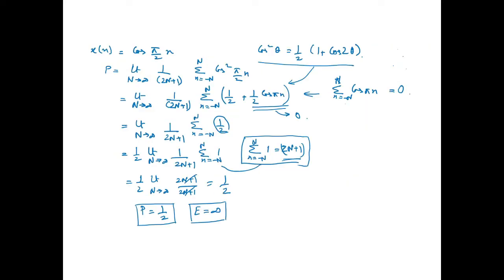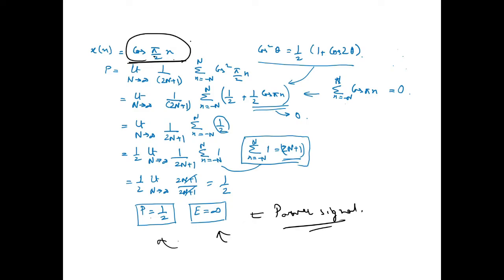Now, coming to another one. If we go for the signal x[n] equals cos(pi/2 n), we get power equals half. I'm not going into the details. Power equals half, and E is equal to infinity. Okay, so this is a power signal. It was quite obvious because it is a cos signal, which is a periodic signal.